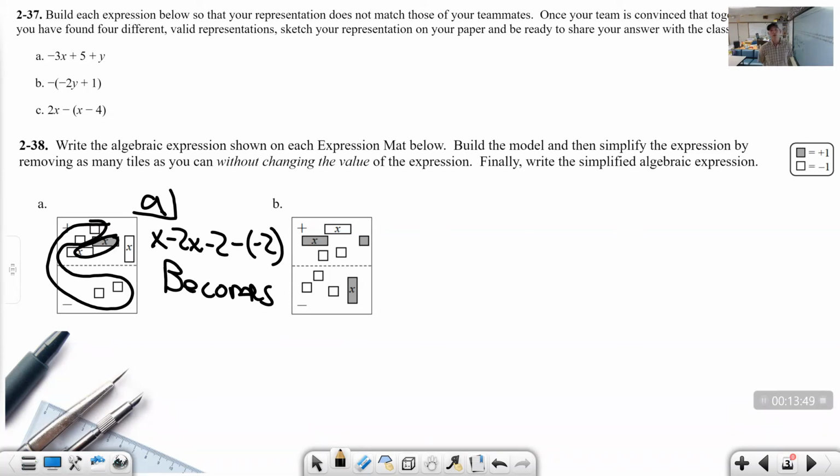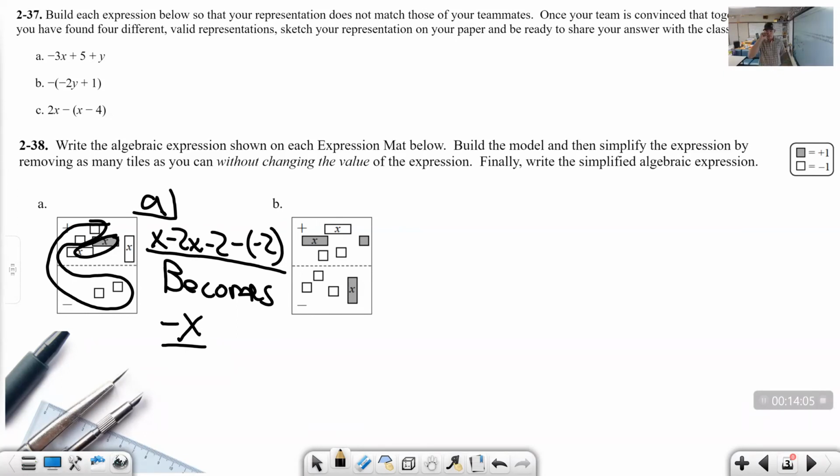And when we are using these expression mats, we need to be able to say, okay, what's left? Oh, it becomes negative x. Notice how we took this really complicated thing and we made it simpler. That's the goal of math.